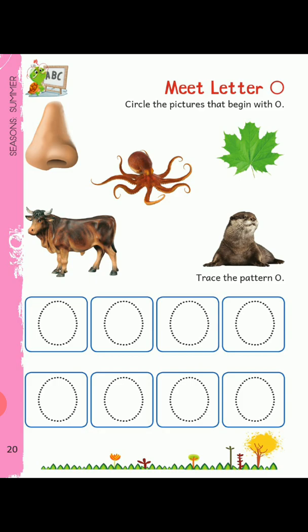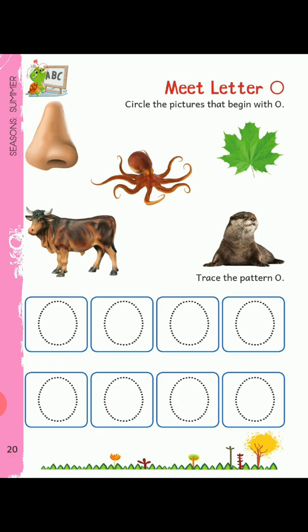First image is nose. Second is octopus. Third one is leaf. Fourth is ox. And last image is otter. Yes, students. Now, circle the pictures that begin with letter O. Octopus, ox, otter. Now circle.